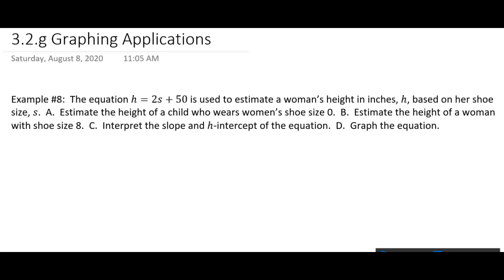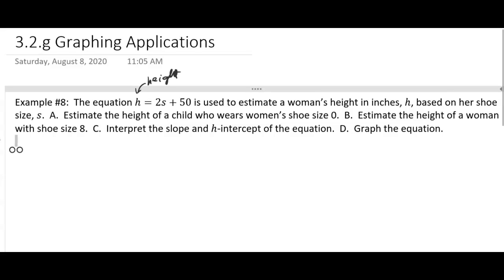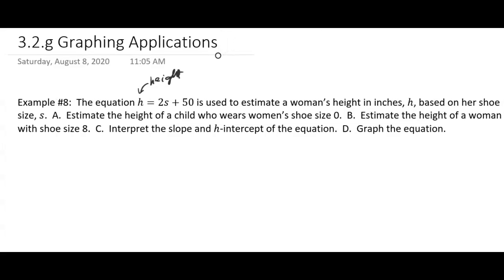Number 8, the equation h equals 2s plus 50 is used to estimate a woman's height in inches, h. So this is a woman's height based on her shoe size, s. So the s is the shoe size. Now, they have to tell you what the variables mean.